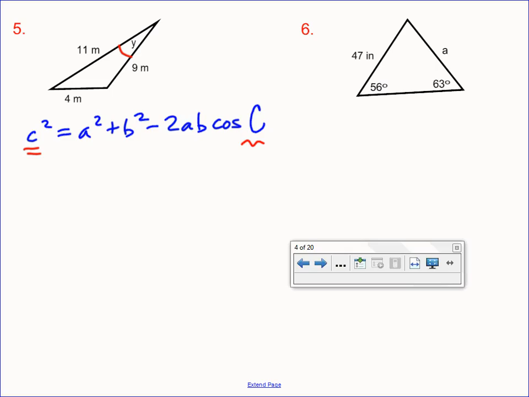So we'll start off not with 11, not with 9, but with 4 squared, which is opposite my angle. It equals the sum of the squares of the other sides, 9 squared plus 11 squared, minus 2 times 9 times 11 times the cosine of y. Now, depending on where y is, we'll use different operations to solve for it.